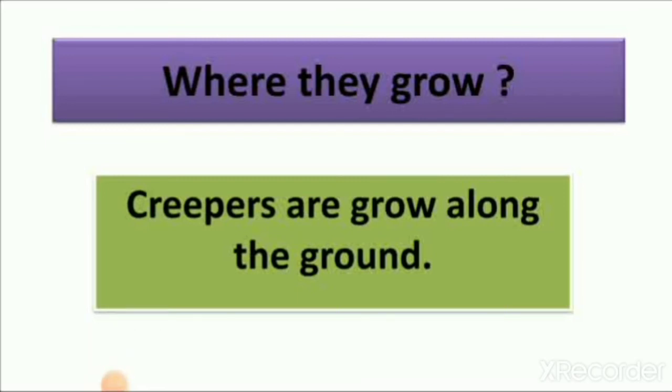So where do creepers grow? Along the ground. So creepers like watermelon, muskmelon, pumpkin need ground to grow. They cannot grow on a tree, they cannot grow in a pot, they cannot grow underwater, and they cannot grow in mud also. So they need a ground to grow. That's why we call them creepers, because they all grow along the ground.